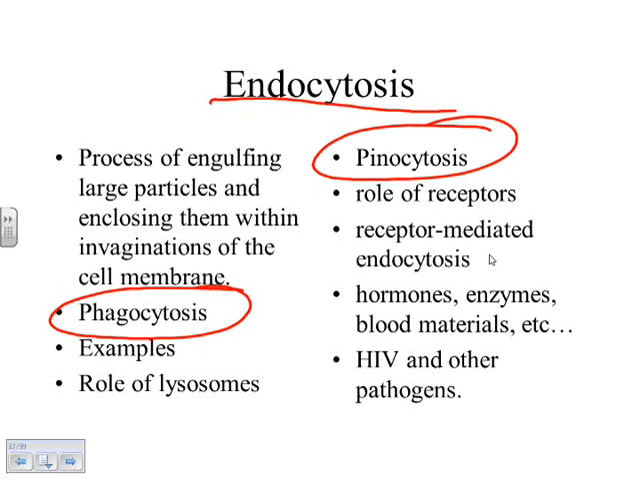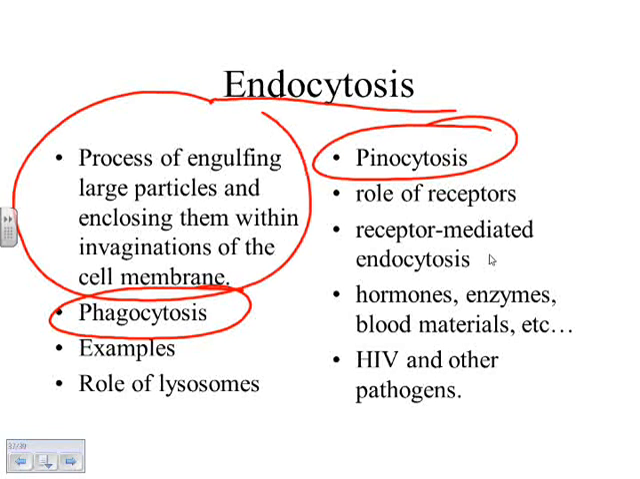Literally, what does the word phagocytosis mean? Cell eating. And this is a good definition right here for phagocytosis. Process of engulfing large, and I want you to add the word solid right in here. Process of engulfing large solid particles and enclosing them within invaginations of the cell membrane. Large solid particles. That's phagocytosis.